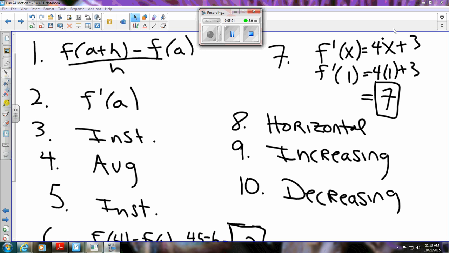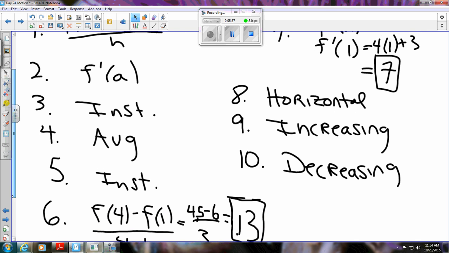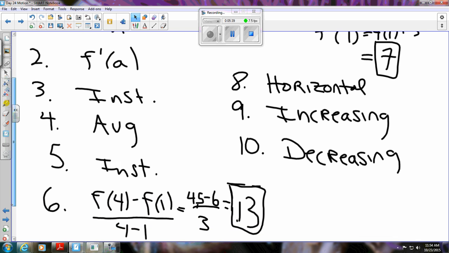Okay, so let's see. For the first one, you just had to use the slope formula. For the second one, it's the derivative because it's the instantaneous rate of change. For the third one, it's the instantaneous rate of change. Fourth, average rate of change. Fifth, instantaneous rate of change.